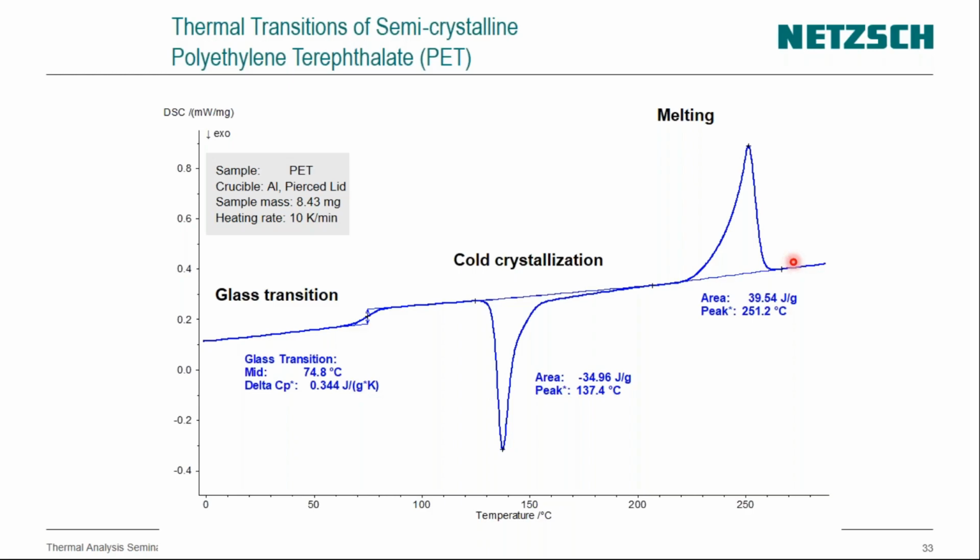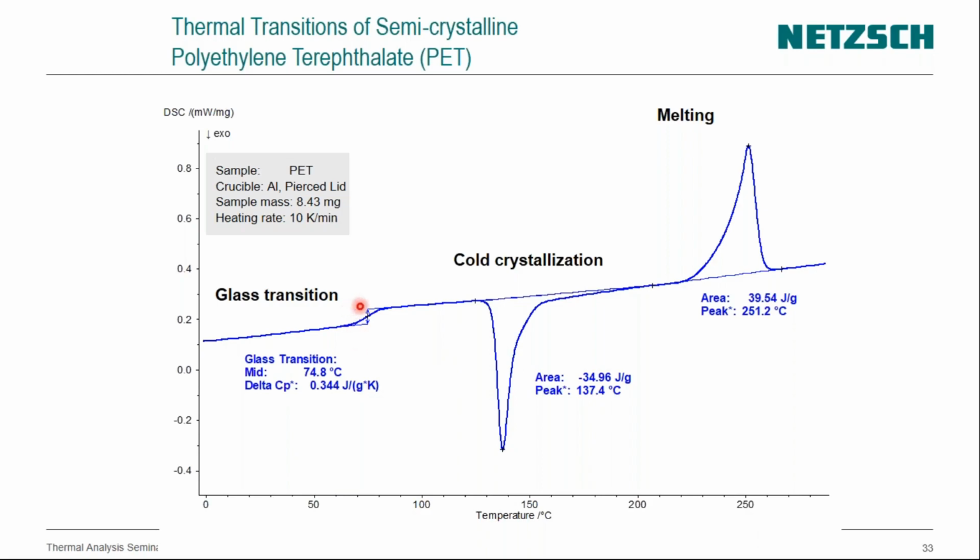But for the PET, what we are studying here, as you can see, is the PET sample in an aluminium crucible with the pierced lid. The sample mass is 8.43 milligram, like 10 milligram of the sample, and the heating rate is 10 degree per minute. We do the study from room temperature up to 250 or 300 degrees, and we study the different behavior of this PET material.